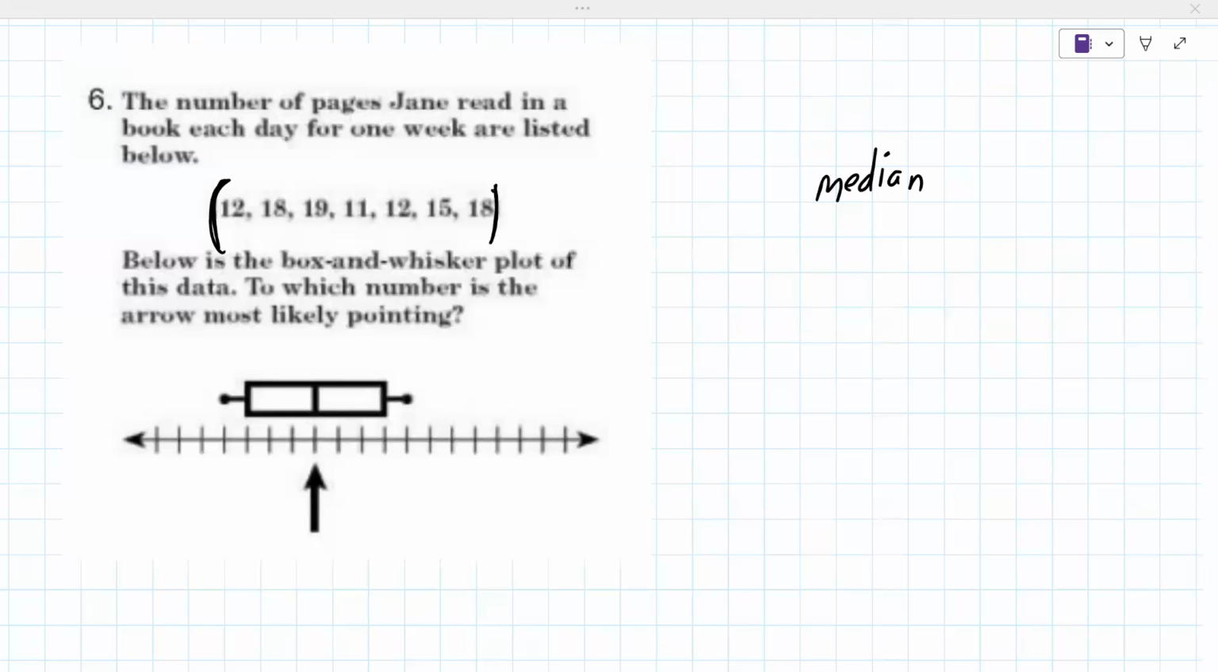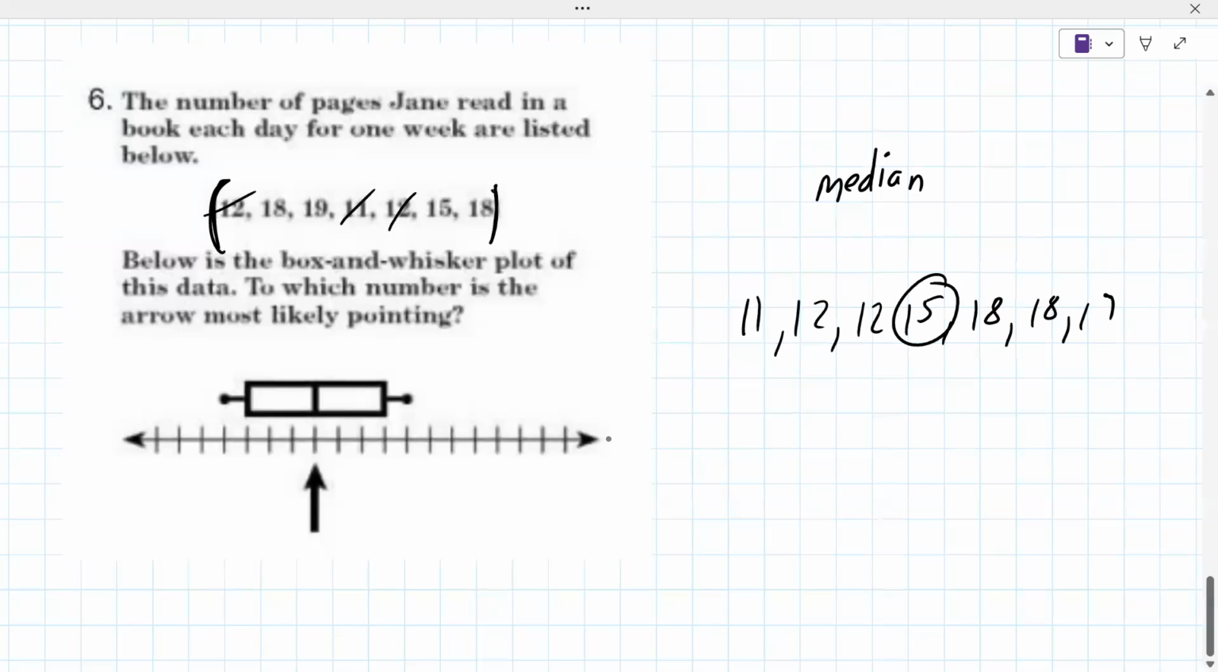All right. So, is it 15? Okay, let's take a look. So it's 11, 12, 12, 15, 18, 18, 19. Yes, it's 15. Good. Any questions on that? No.